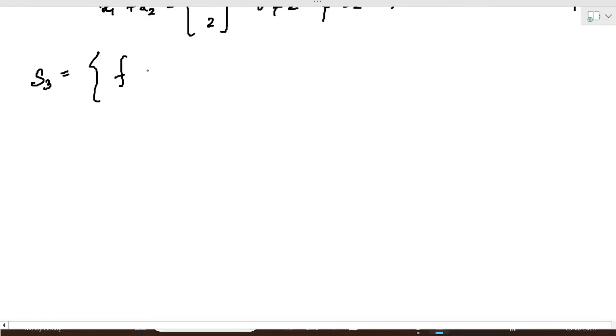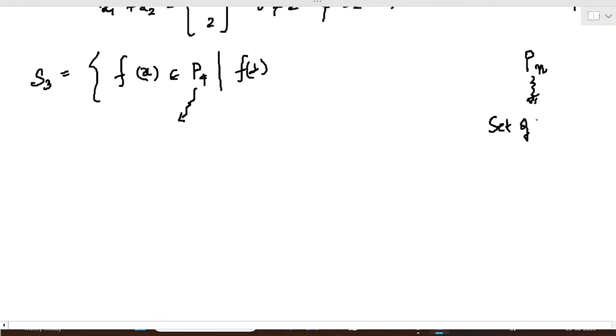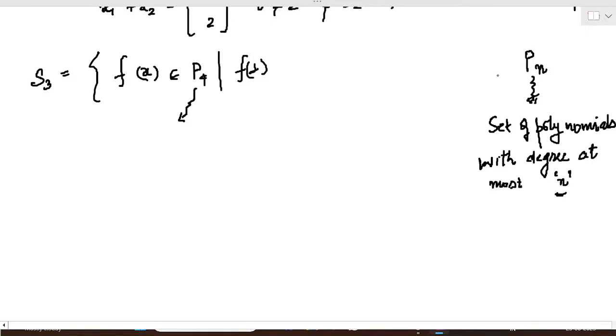If you remember, I have already mentioned that the set of polynomials with real coefficients forms a vector space, and that set is given by P. If I write Pn, what does it mean? It means the set of polynomials with degree at most n. So Pn implies the set of polynomials with degree at most n.